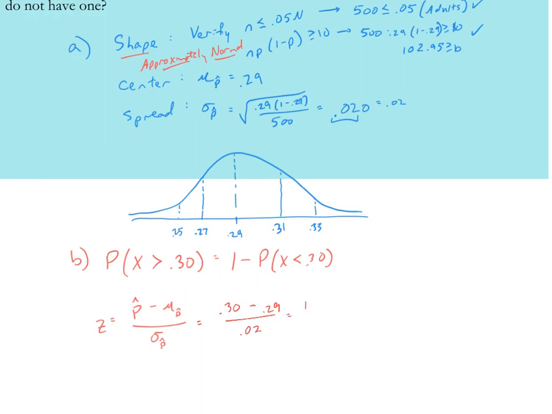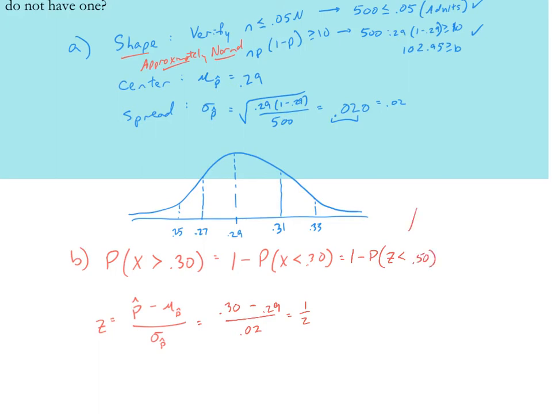Type that into your calculator. Should get a half. You should get 0.5. So now I can go back to my work up here. I want 1 minus the probability that z is less than 1/2 or 0.5. Actually, I'm going to write 0.5.